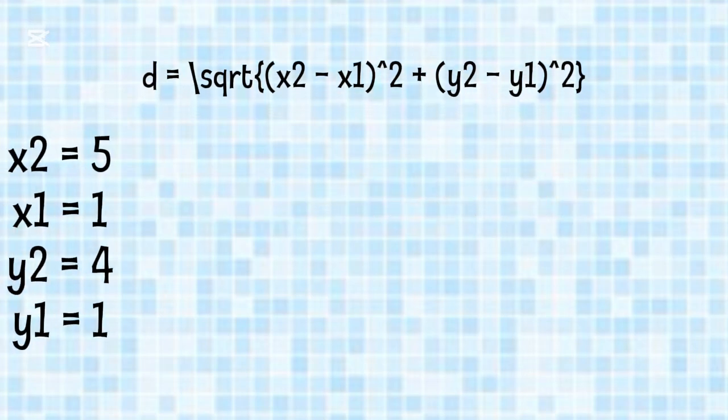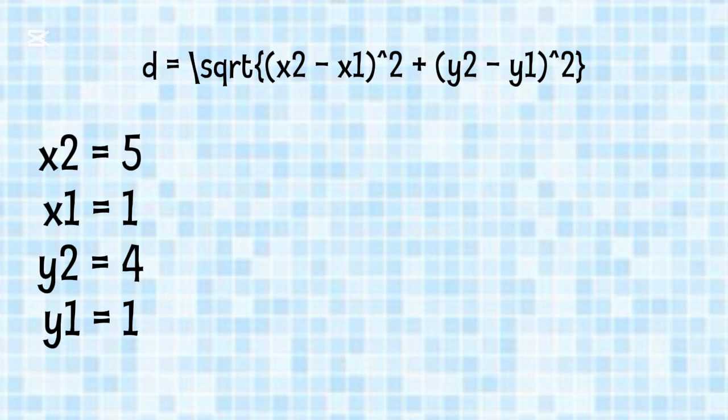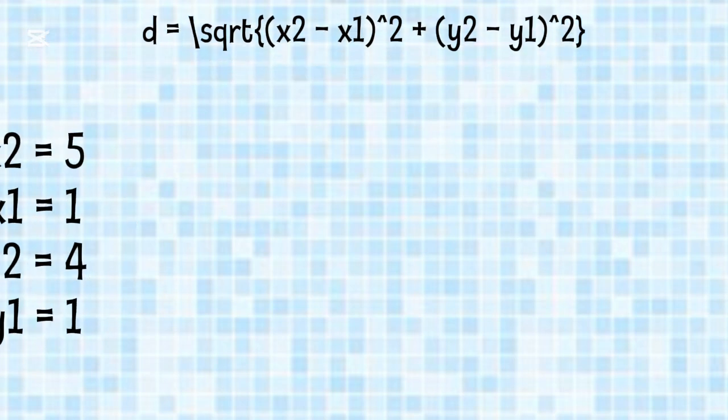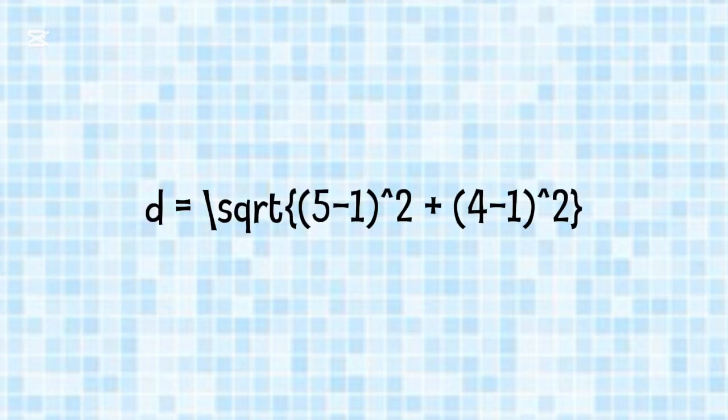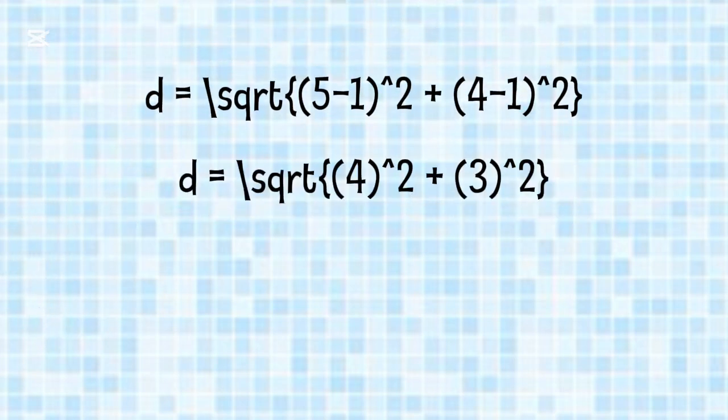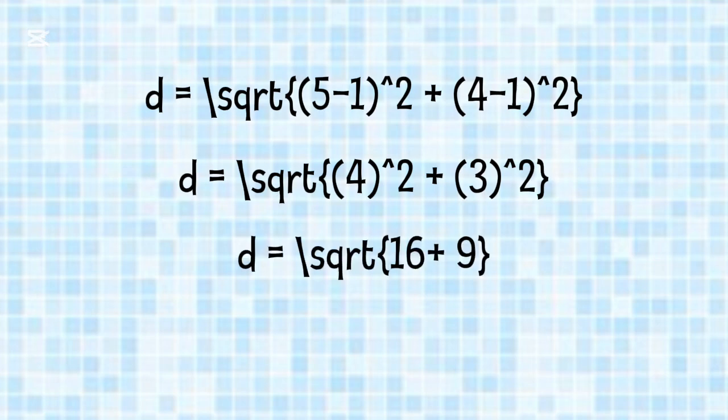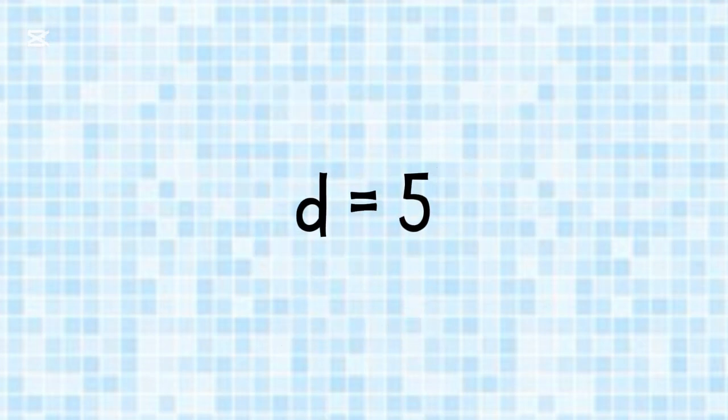In our case, our x sub 2 equals 5, our x sub 1 equals 1, our y sub 2 equals 4, and our y sub 1 equals 1. Now, when we add these all together, this is what our formula looks like. First, we subtract, and then we square, and then we add. This gives a total of the square root of 25, which is 5. So our distance would be 5.